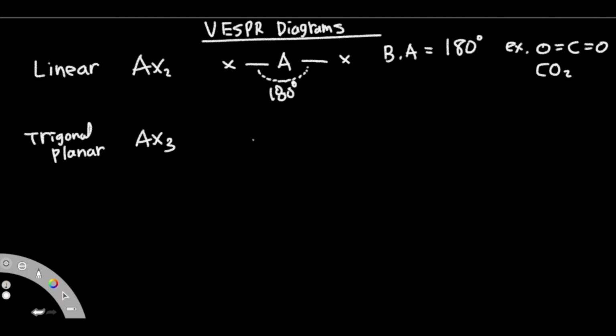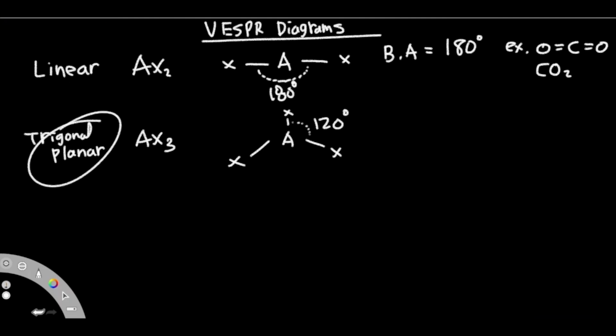For a trigonal planar, we have our A's in the middle, but then our X's are now going to be spread out a little bit more because we have an extra X now. So let's have an X up there, an X on the side here, and an X there. We've already looked at the previous example with 120 degrees, so you should already know that by now. So the bond angle here is 120 degrees.